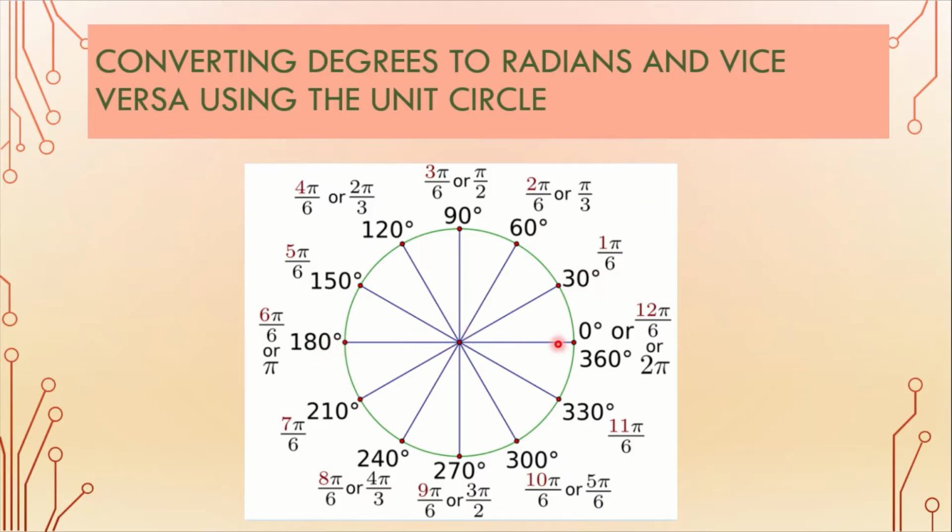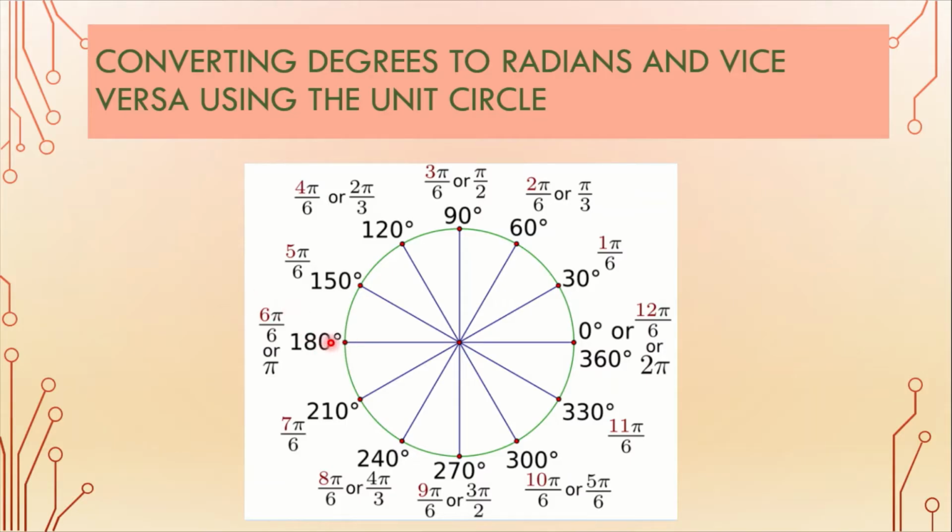Now let's start with the basic. 0 degrees, or 360 degrees, is equal to 2 pi. And the equivalent of 180 degrees in radians is pi. We'll be using this relationship, or this conversion factor, in order for us to look at the radian equivalent of these angles which are measured in terms of degrees.